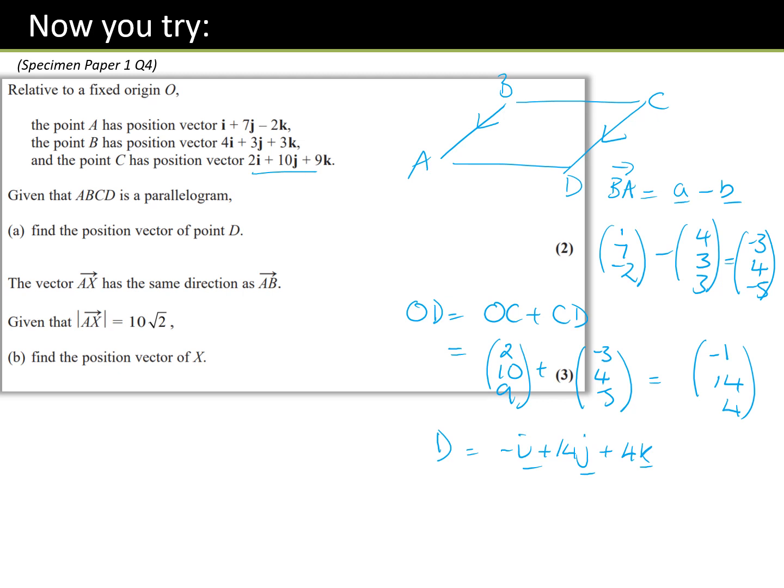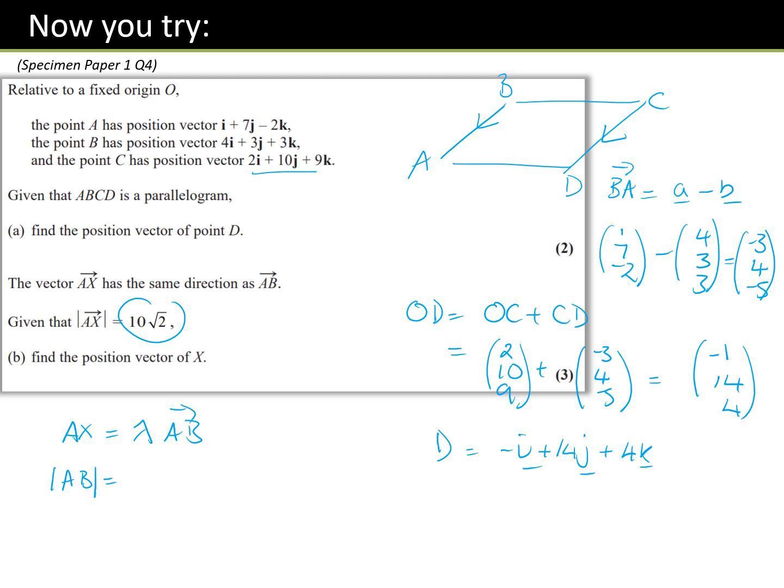Now the next part says vector AX is in the same direction as AB. Given that AX is 10 root 2, find the position of X. So if it's in the same direction as AB, then AX is some scalar of AB. It's giving us that the length of AX is that, so we need to find what the length of AB is and see how they compare.